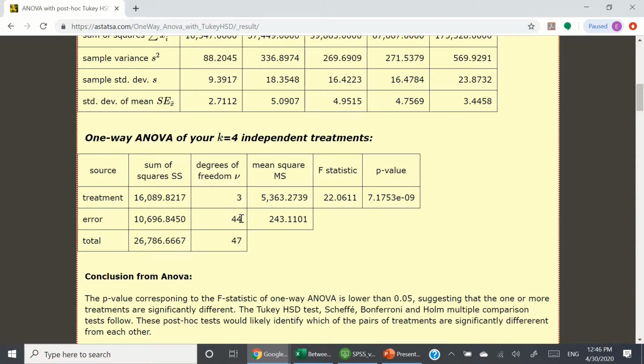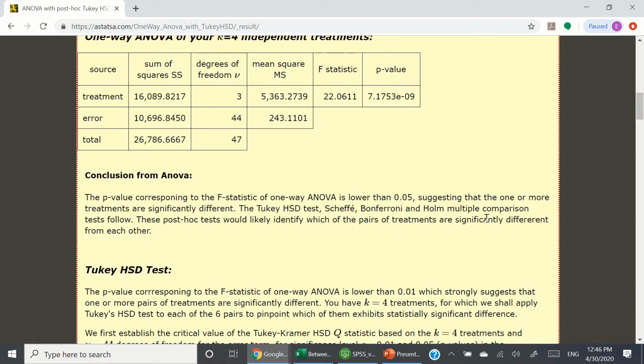These are the numbers that you need, and this is the F statistic that you need to report, and that's the p-value. What I really like about this website is that down here it shows you the conclusion from the ANOVA. It shows you that the p-value corresponding to the F statistic of the one-way ANOVA is lower than the alpha level, so this tells you that there is a significant difference. Therefore there is a follow-up Tukey HSD test.